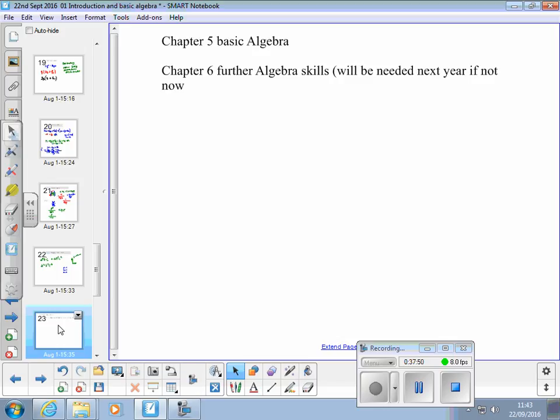But you wouldn't go too far wrong if you went to chapter 5, basic algebra, and then if you're comfortable with all that, have a look at chapter 6, further algebra skills, which will be needed next year if it's not needed this year. Then you won't go far wrong in terms of doing something outside this class. Okay, you cannot have too much practice at algebra at the moment, because getting comfortable and proficient at algebra will help you with the more complex math topics without doubt.